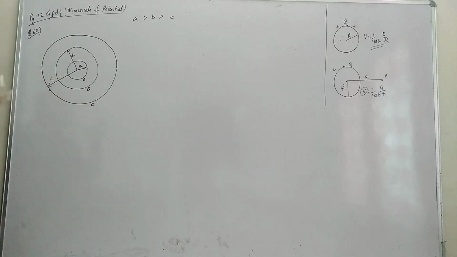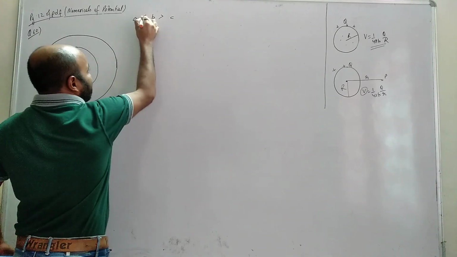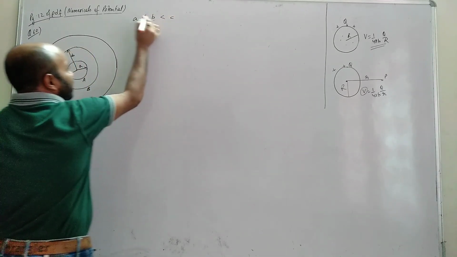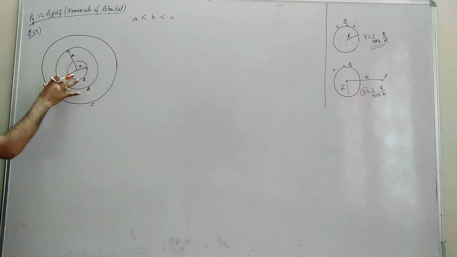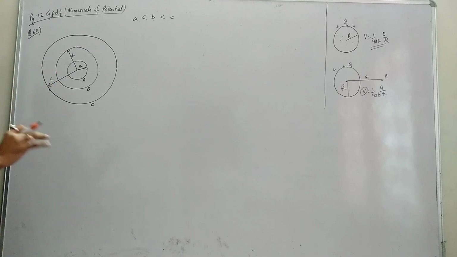Okay, you have to see which one is greater. According to the question, the biggest radius is C. C is greater than B, B is greater than A. See, C is greater than B, B is greater than A. And for small a, the radius, the small a radius sphere is named capital A. Okay, it's given in the question. So from that, draw the figure.